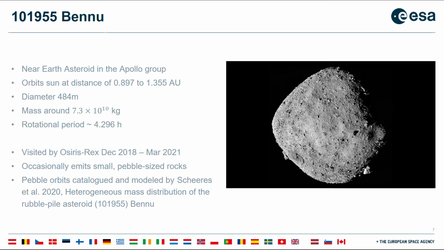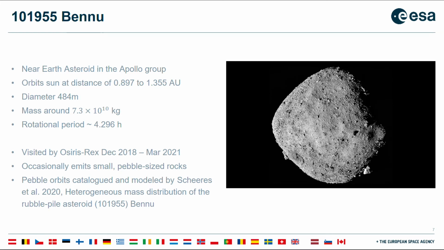So moving on to the target of our analysis. Bennu is a near-Earth asteroid in the Apollo group. It orbits the Sun at distances between 0.9 and 1.35 astronomical units. This means that it crosses the Earth's orbit. There is a very, very small risk that it might at some point impact Earth.